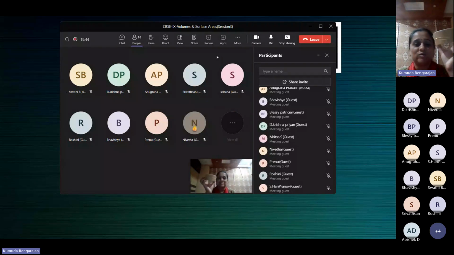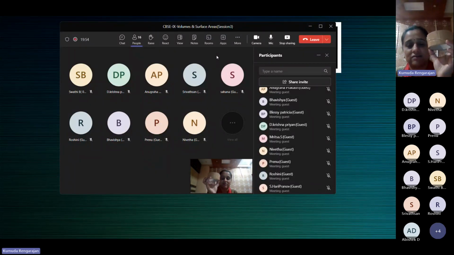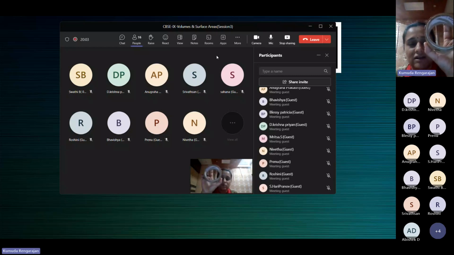All right. So hollow cylinder, children, because it's open at both the ends. The wall of the cylinder is thick. Now, when you see like this, you can see two circular edges. You can see one inner circle and one outer circle.